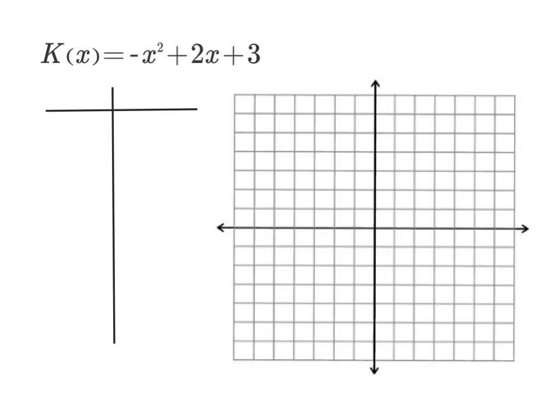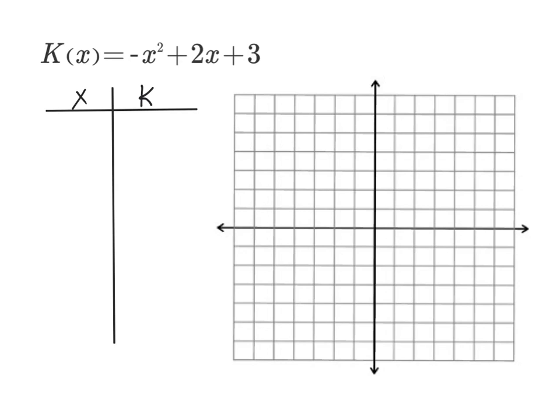We want to graph k of x equals negative x squared plus 2x plus 3, and we're going to use plotting points to do this. So what I'm going to do is pick a bunch of x's, and I'm going to get out a bunch of outputs, which is actually k.